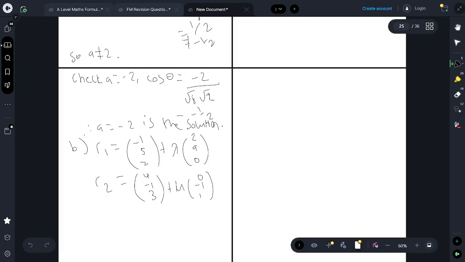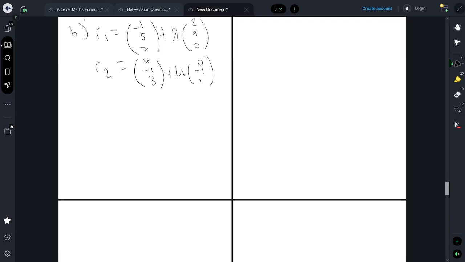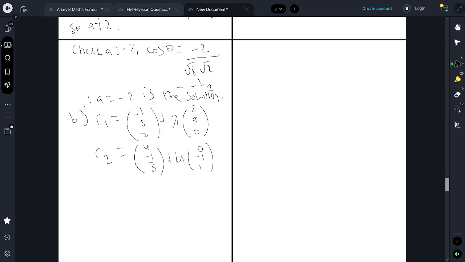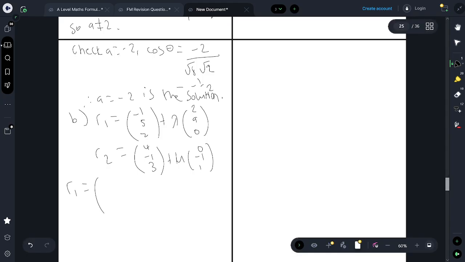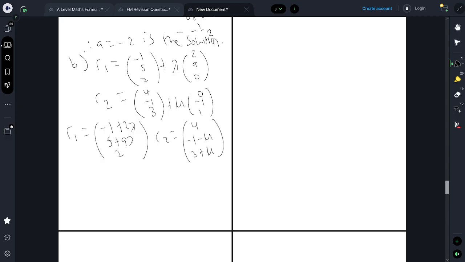Essentially, if they intersect, there will be a consistent unique solution. So what do we mean by that? Well, we can combine them together. R1, firstly, we can express as (-1 plus 2 lambda, 5 plus 9 lambda, 2). And R2 would be (4, -1 minus mu, 3 plus mu). And so then we equate them together.